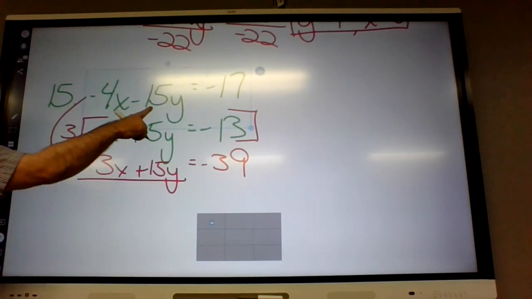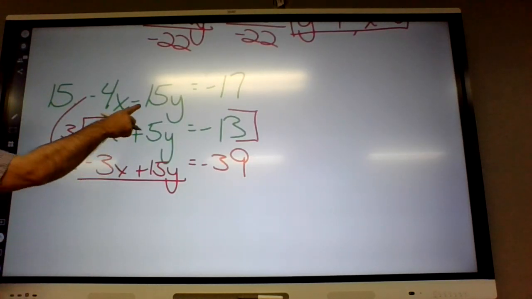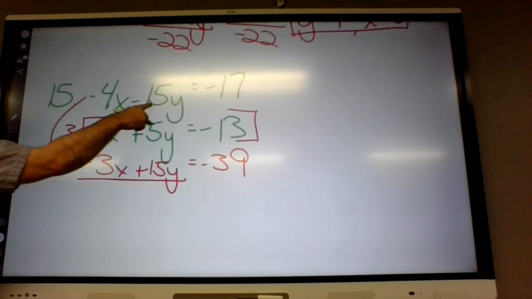Why did we turn it to -3 instead of... Wait, it's negative x times 3. I know, but why did we turn it by 3? Oh, so here are the y's. Well, okay. I thought we were timesing it by -4. At one point I said that.